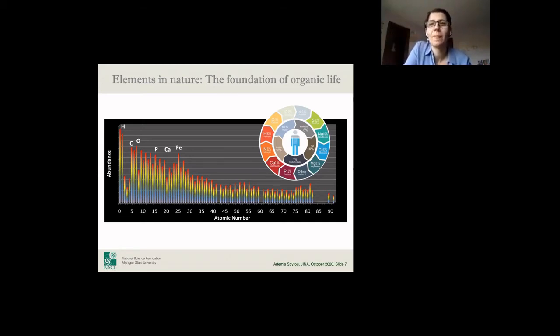Now, I wanted to create this plot, and I wanted to take the extra step and say, okay, if I plot the same plot here for the elements that we have in our bodies, what would it look like? How does it compare? How much of each element do we have in our bodies compared to what the universe or the solar system offers? And maybe it's not surprising that it's very, very close.